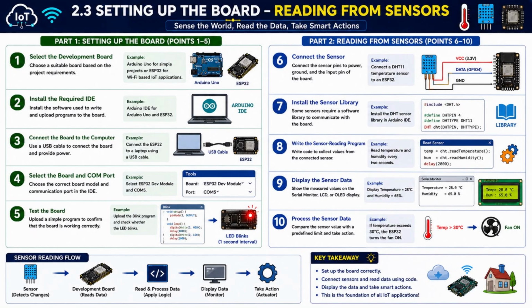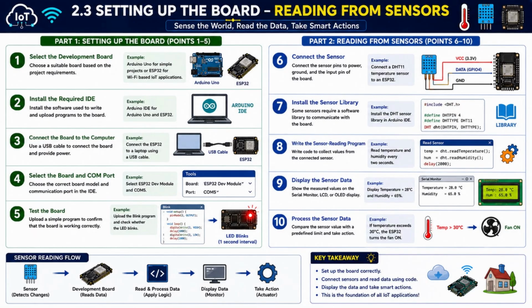That is important here. For that, what you have to do is connect the sensor. Connect the sensor means here connect the sensor pins to power and also ground and also the input pin of the board. That is important. Example, what you have to connect here? Take a temperature sensor. The temperature sensor number is DHT11. Connect the DHT11 temperature sensor pins to an ESP32 controller.